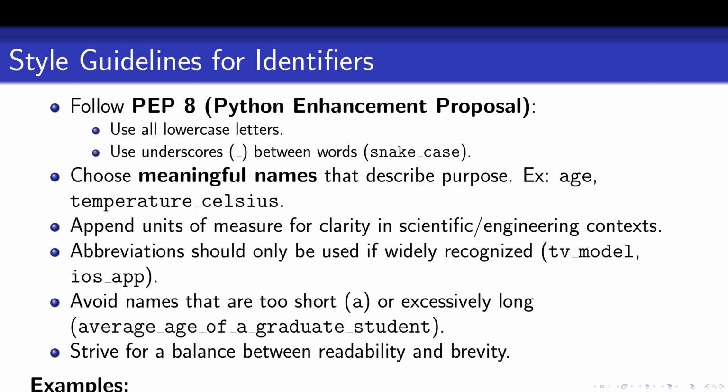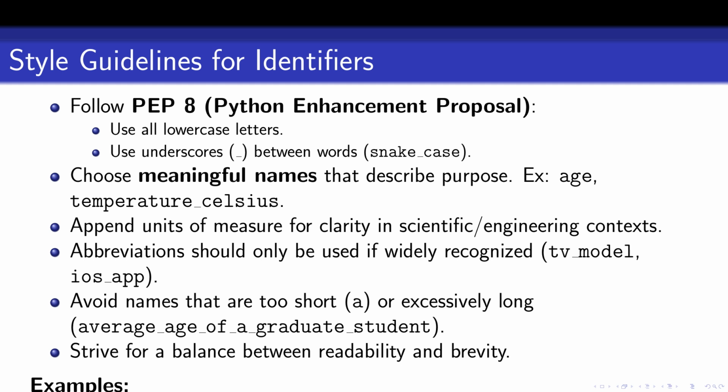When writing identifiers, it's not enough to simply follow the basic rules. We also need to follow style guidelines that make code consistent and professional. Python's community encourages conventions documented in PEP 8, the Python Enhancement Proposal for Style. For variable and function names, this means using all lowercase letters with words separated by underscores, a style called snake case. The goal is clarity.